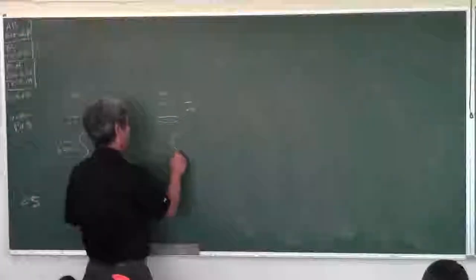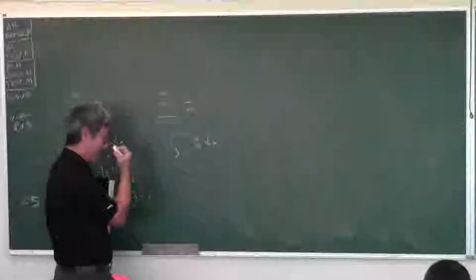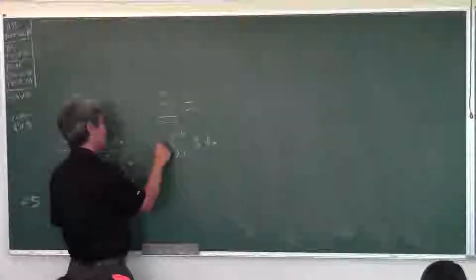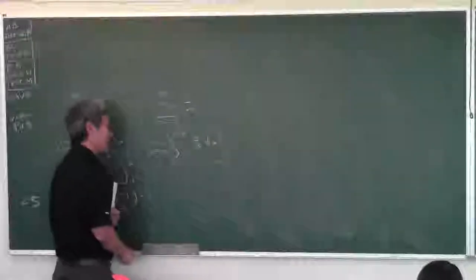So the integral from 1 to infinity of 1 over x dx. What makes this integral improper? The infinity. So put the b there and then the limit as b approaches infinity. Compute this integral like you normally do.